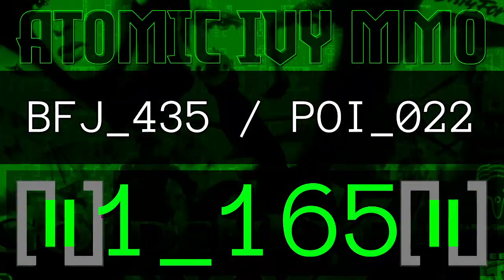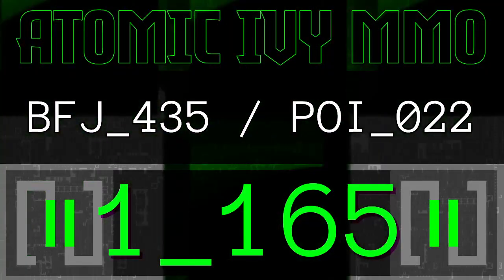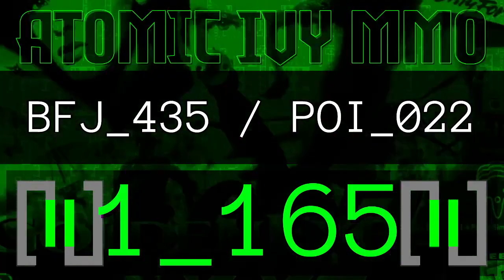1,000. So that's 1,165, master serial number, bombs for Josh 435, poi 22.